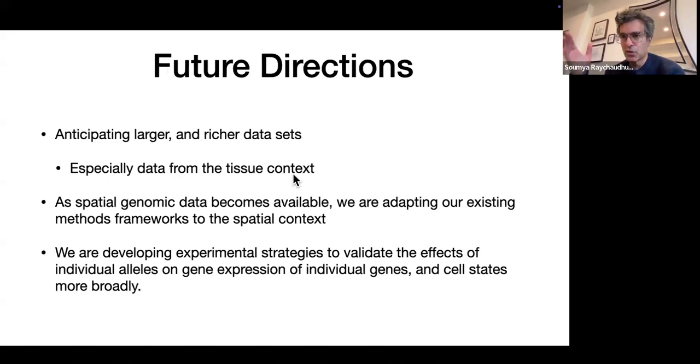So future direction, we're excited about larger, richer data sets, and we're excited to use our methods on them. We're also thinking a lot about spatial genomic data as they become available, and we're starting to think about how these same frameworks can be used in the context of spatial data. And we're also developing experimental strategies to confirm the effect of SNPs on cell states by doing gene editing with CRISPR.